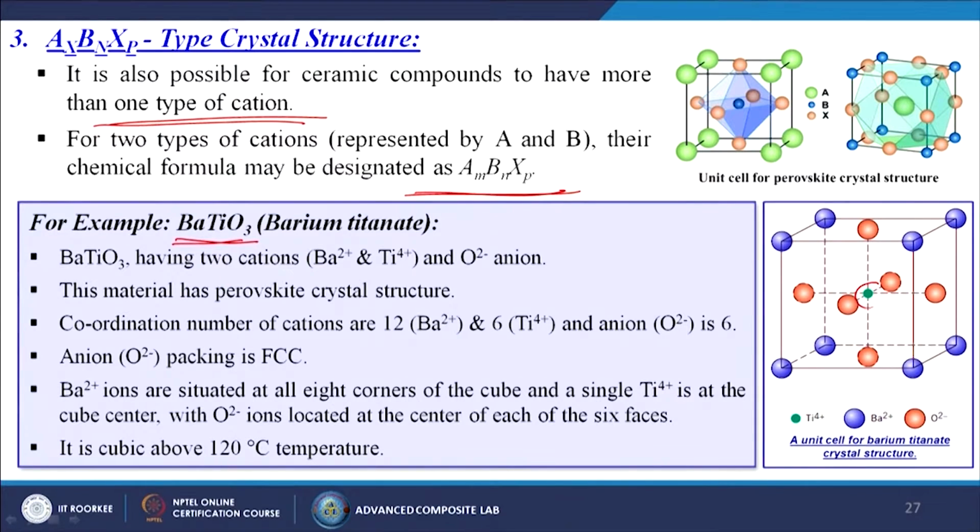So, Ti is green in color and all the blue ones are the Ba, and here O2- is acting as the anion. So, anion O2- packing is FCC, Ba2+ ions are situated at all 8 corners of the cube and a single Ti4+ is at the cube center. You can see from this particular image the O2- ions located at the center of each of the 6 faces. It is cubic above 120 degree centigrade temperature.